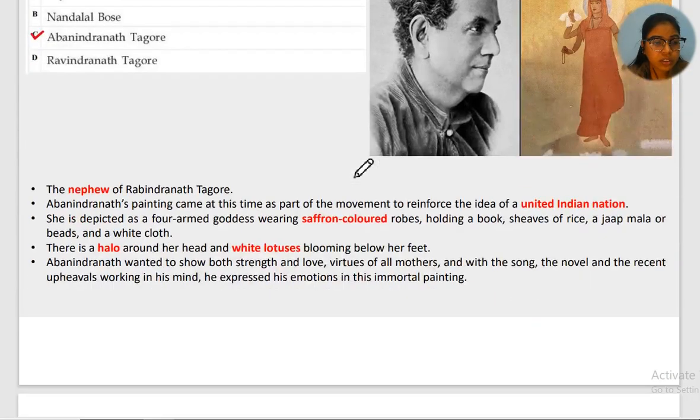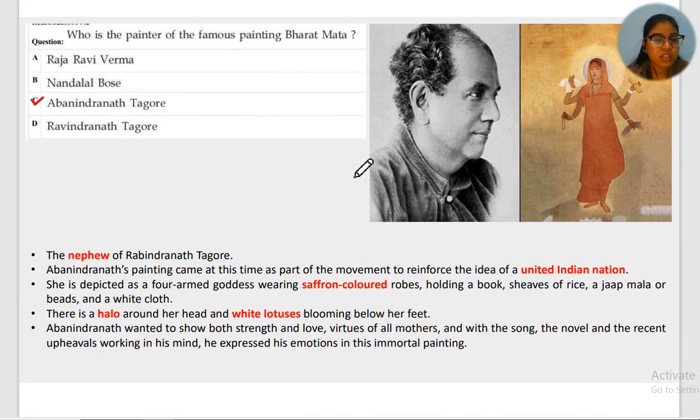Coming to the next question. Here it is asking who is the painter of the famous painting of Bharat Mata. This is the famous painting of Bharat Mata, and it is asking who is the painter of it. Its correct answer is Abanindranath Tagore. So this is the image of Abanindranath Tagore.